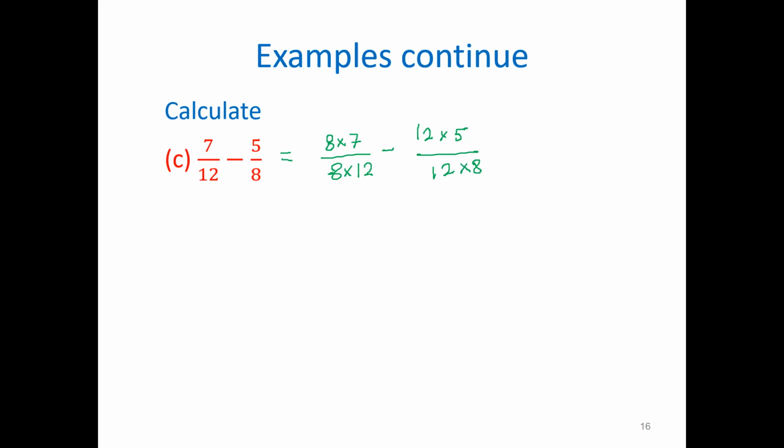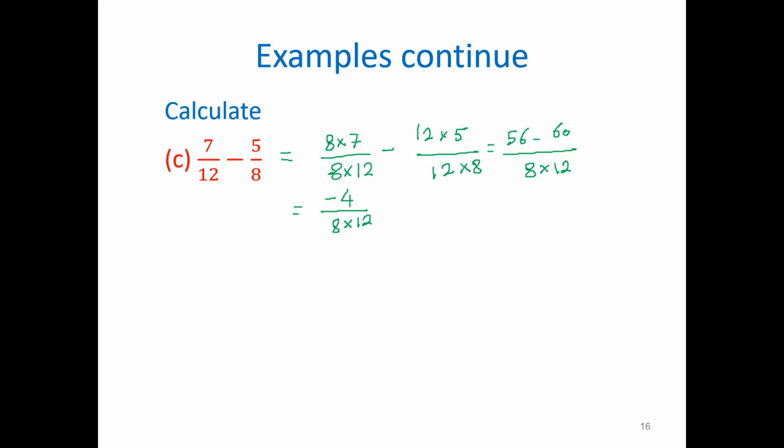So here we'll have 8 times 7. What is 8 times 7? Is 56. Minus 12 times 5 is 60. Divided by, keep this, 8 times 12. Don't multiply it because we need to simplify, so keep it in this form. Now, 56 minus 60, you can use your calculator, is minus 4, right? And 8 times 12.